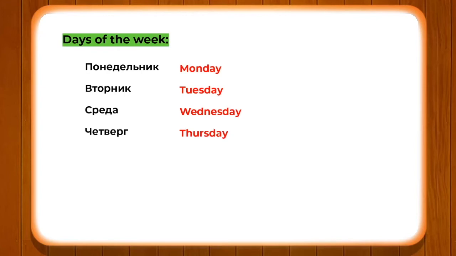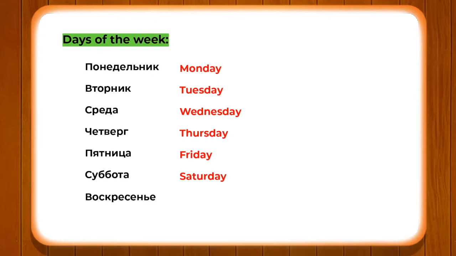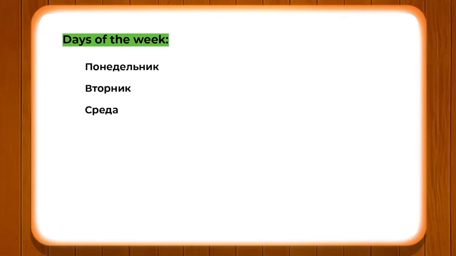Понедельник means Monday. Вторник means Tuesday. Среда means Wednesday. Четверг means Thursday. Пятница means Friday. Суббота means Saturday, and Воскресенье means Sunday. Okay, so these are the 7 days of the week starting from Monday to Sunday. So let's repeat once again. Понедельник, вторник, среда, четверг, пятница, суббота, and воскресенье.